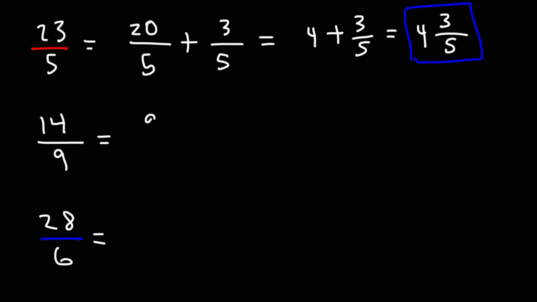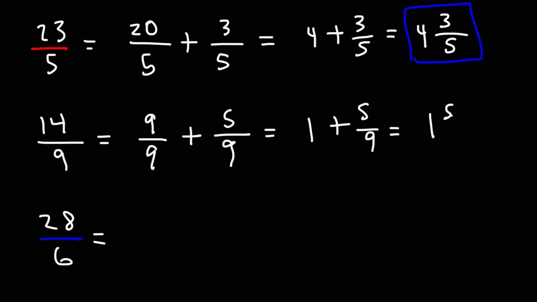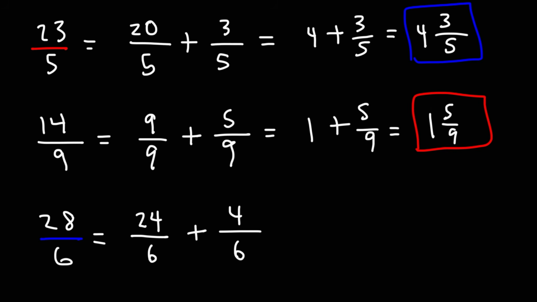14 over 9, we can write that as 9 over 9 plus 5 over 9. 9 over 9 is 1, and so this becomes 1 5/9. Now how can we break up 28? What I would do is I would choose the highest multiple of 6 just under 28. Multiples of 6 are 6, 12, 18, and 24. 30 is too high. So we have 24, and then 28 minus 24 is 4. So I would break up 28 into 24 plus 4.